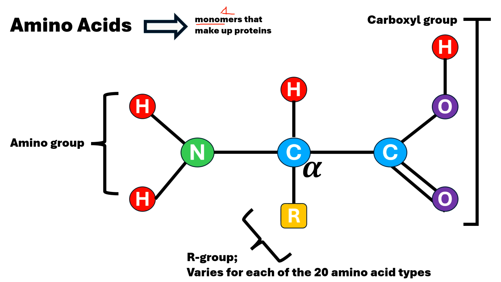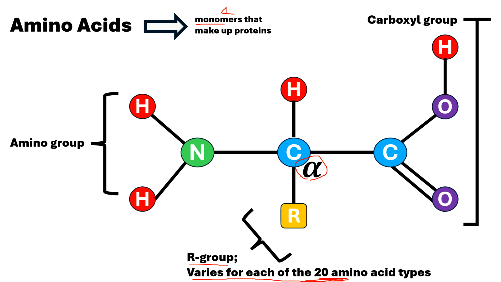In the center we're going to have an alpha carbon atom, okay? Now, what we're going to see, there's going to be a hydrogen up top and an R group at the bottom, okay? This R group is going to vary for each of the 20 amino acid types that we have, some of which are essential and non-essential. We're going to check that out in a second.